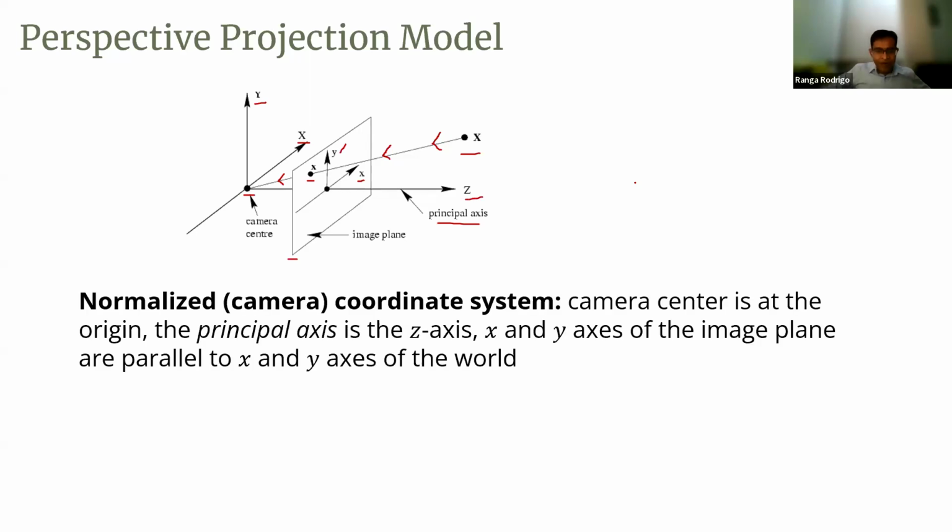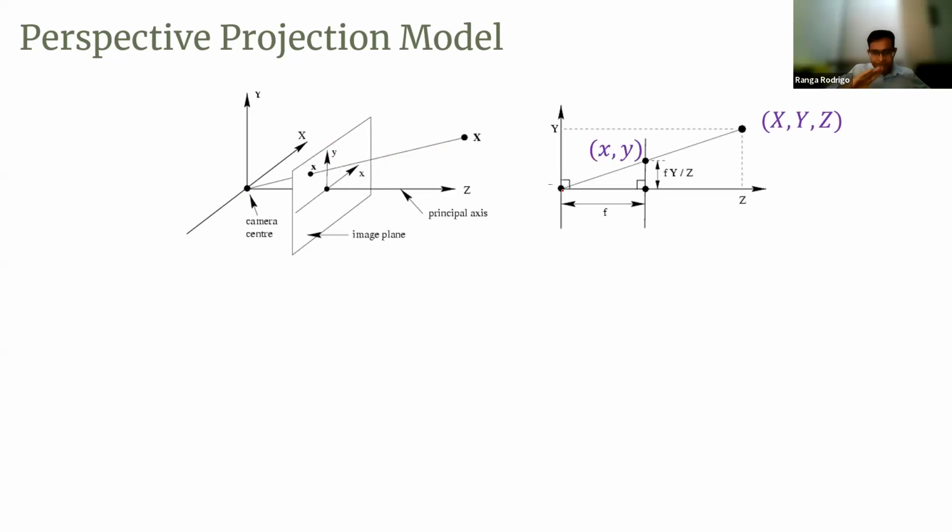Now, the normalized camera coordinate system: the camera center is at the origin, the principal axis is the z-axis, and the x and y-axes of the image plane are parallel to the x and y-axes of the world. So you can see this y-axis is parallel to the image's y-axis. This x-axis of the world is parallel to the image's x-axis. Now, we can get a 2D picture of this by looking at this scene from this angle, right? If you look at this scene from this angle, yeah, we can get this picture.